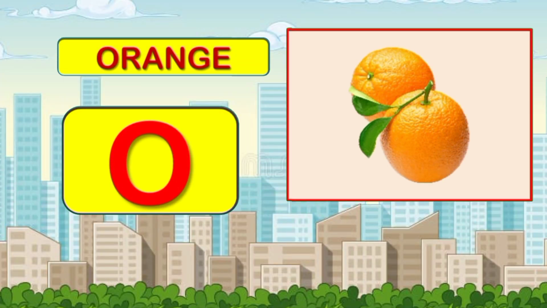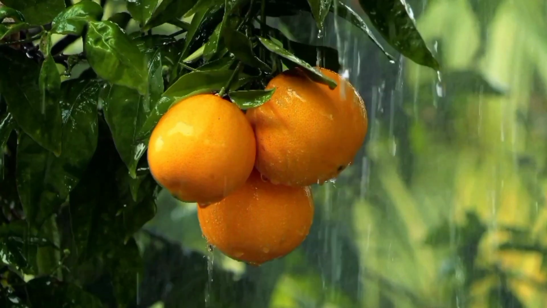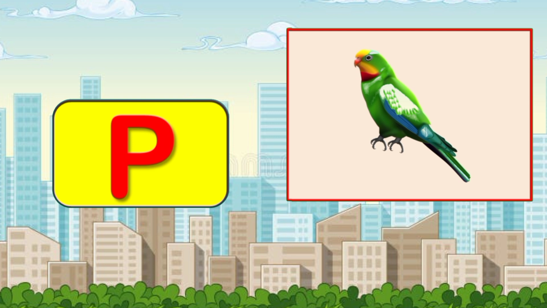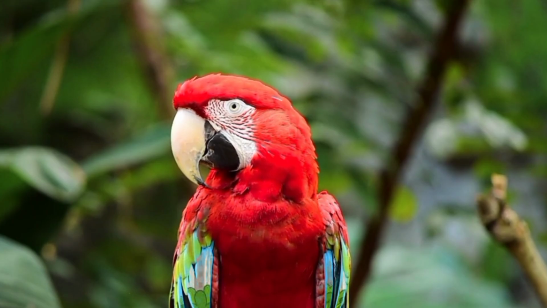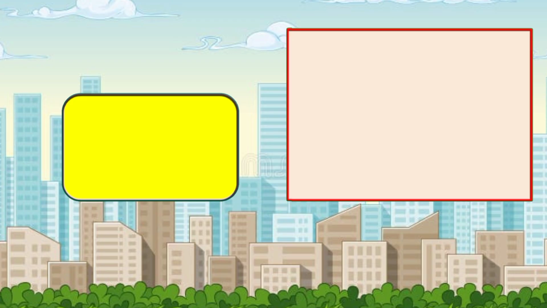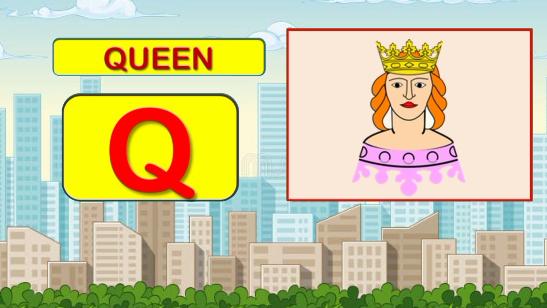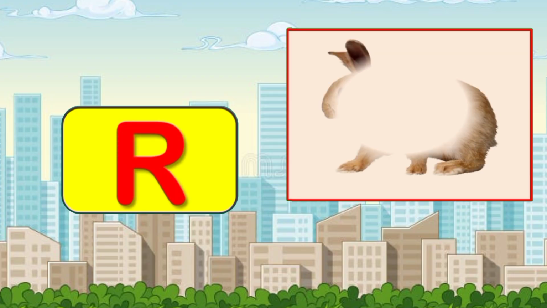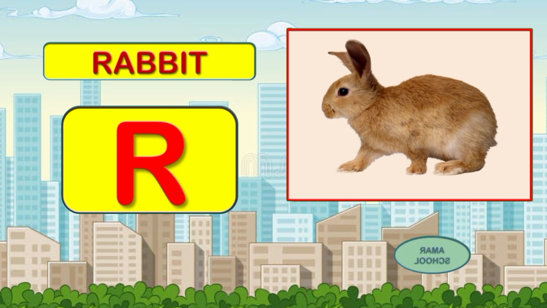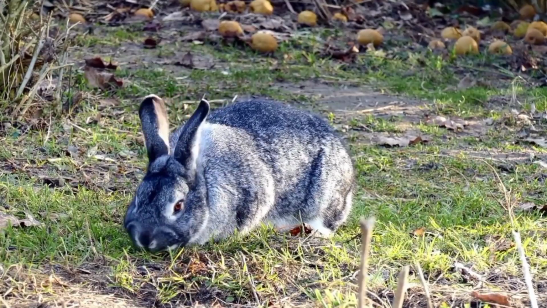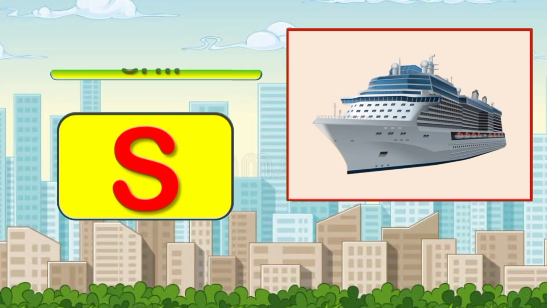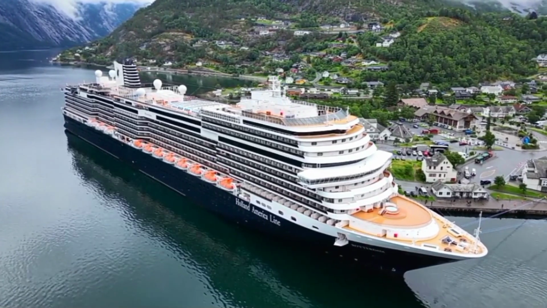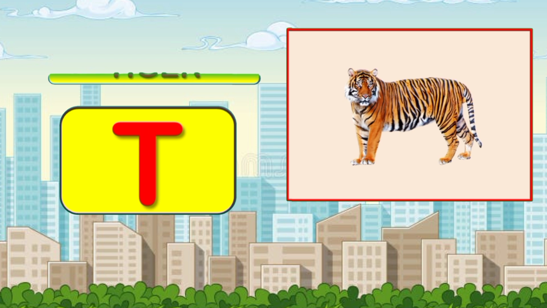O for orange. P for parrot. Q for queen. R for rabbit. S for sheep. T for tiger.